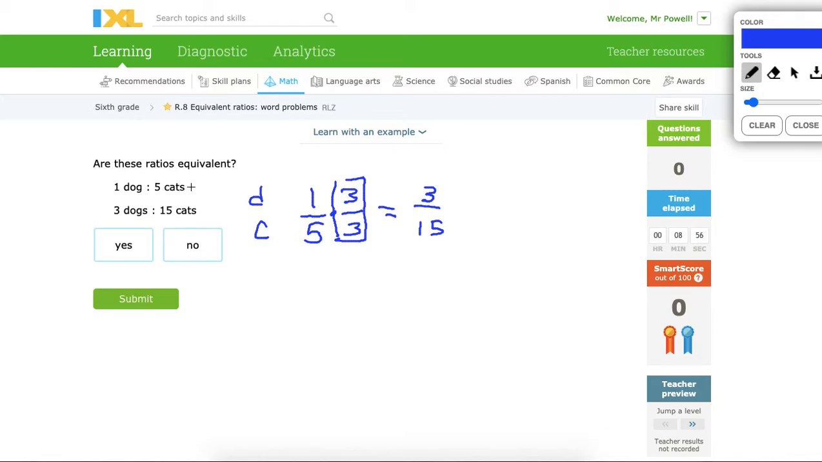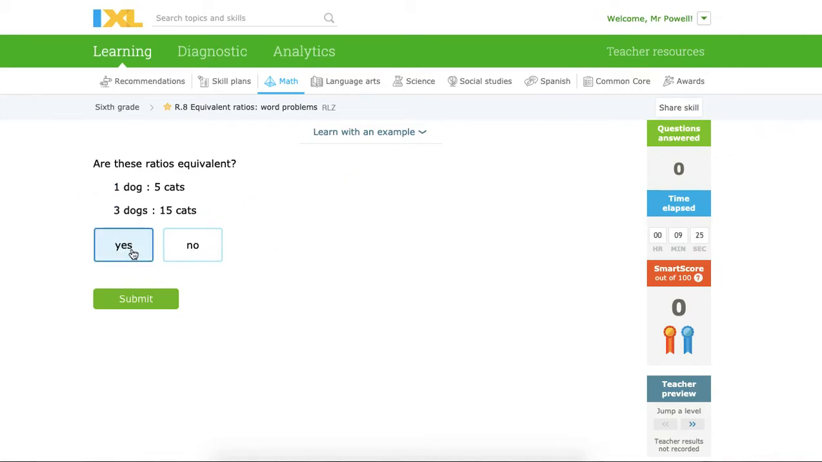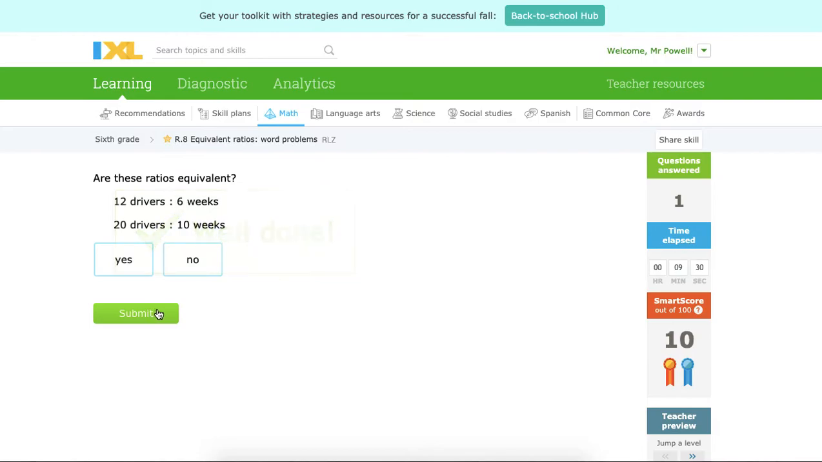We could also just say, if I multiply that by 3 and multiply that one by 3, so we're multiplying by the same thing, kind of like we did with tables. So yes, those are equivalent. So that's what you can do, just deciding by multiplication whether or not they are equivalent. And some of these are going to be easiest to reduce down to see if they are equivalent. So in this case, we'll say yes, those are equivalent, and submit that.